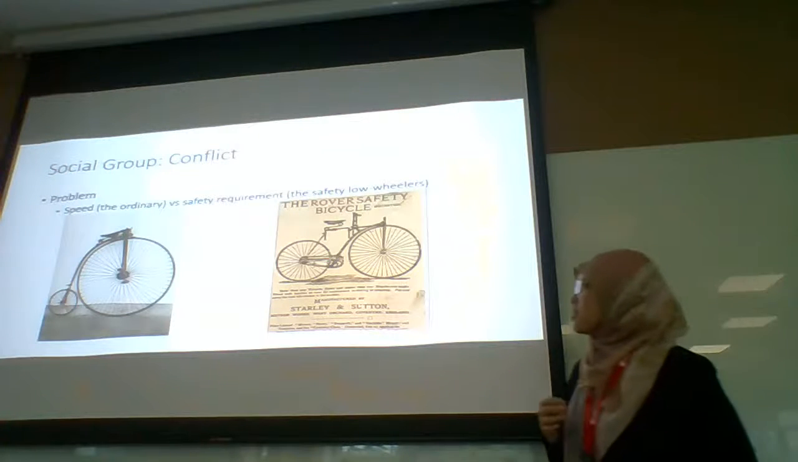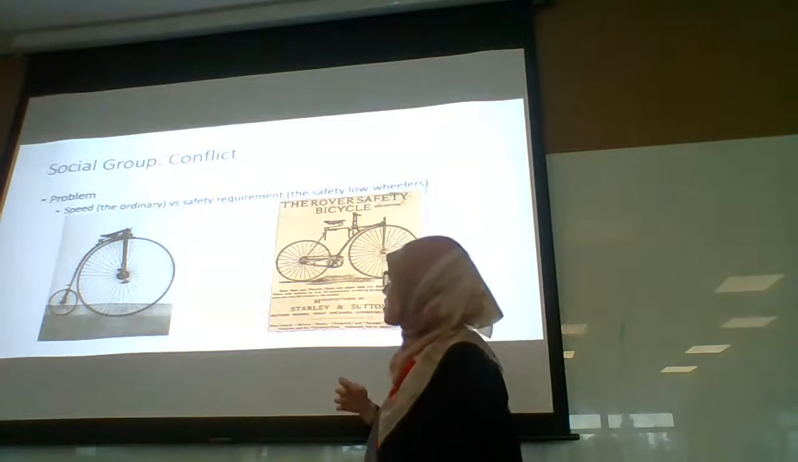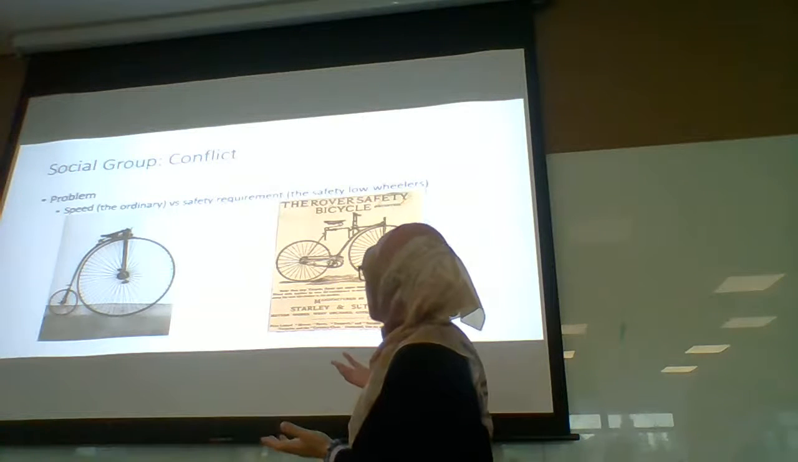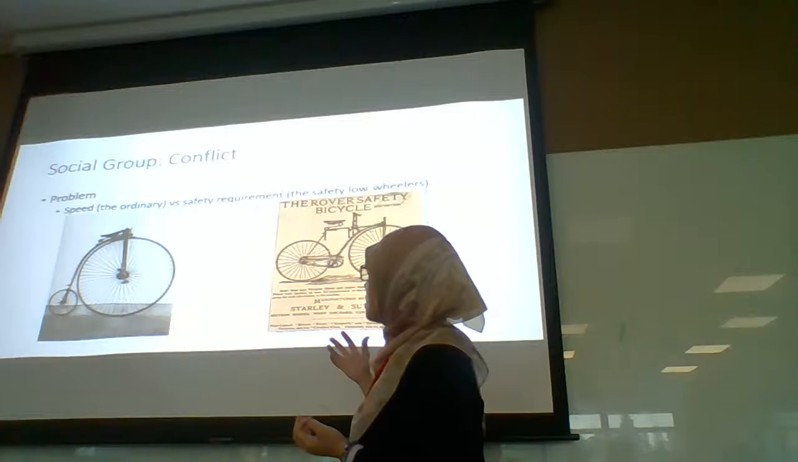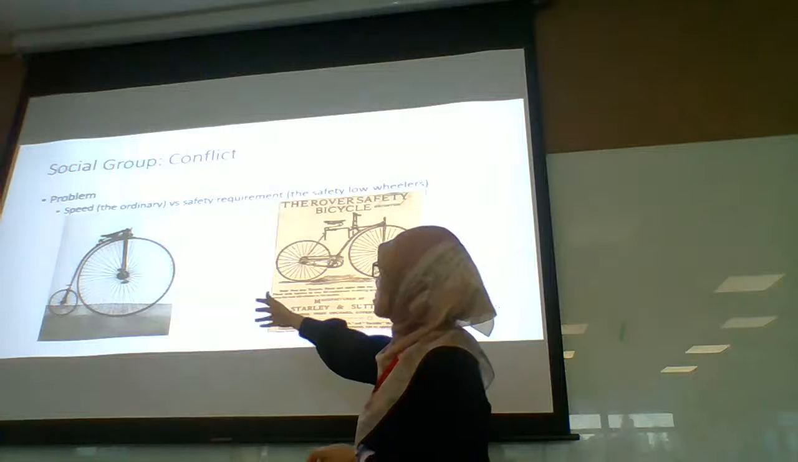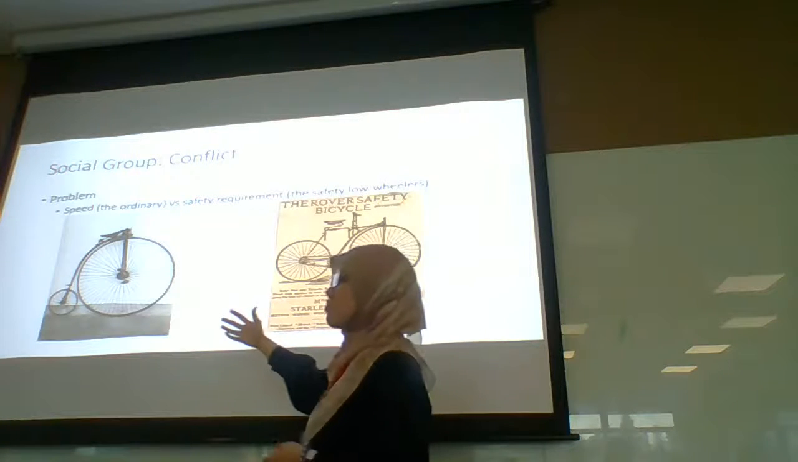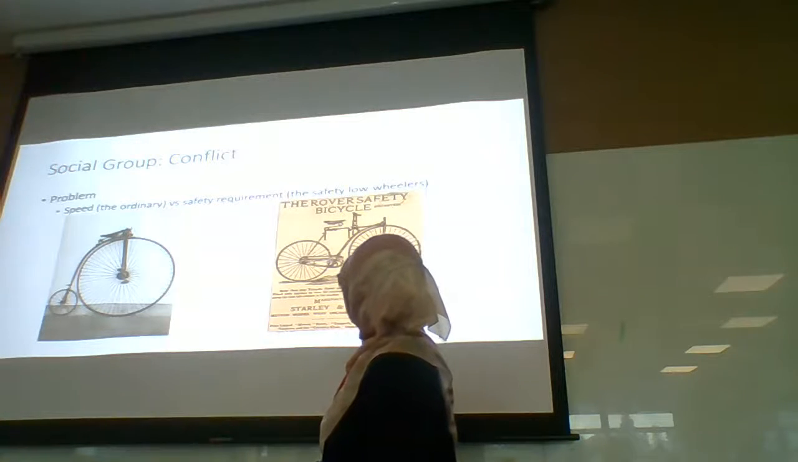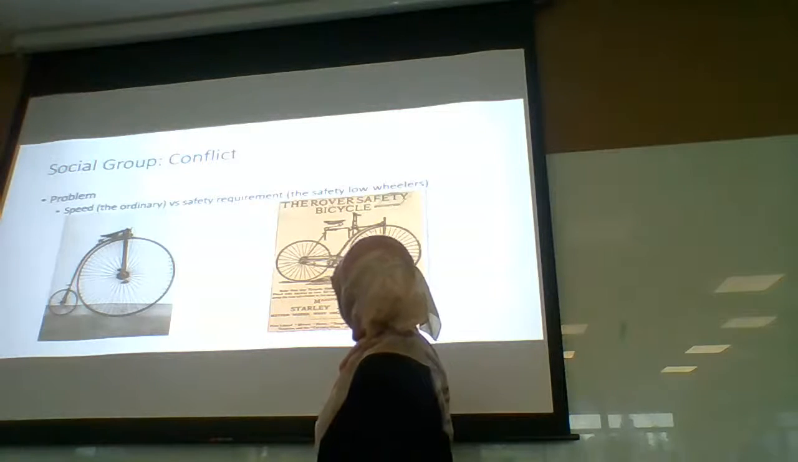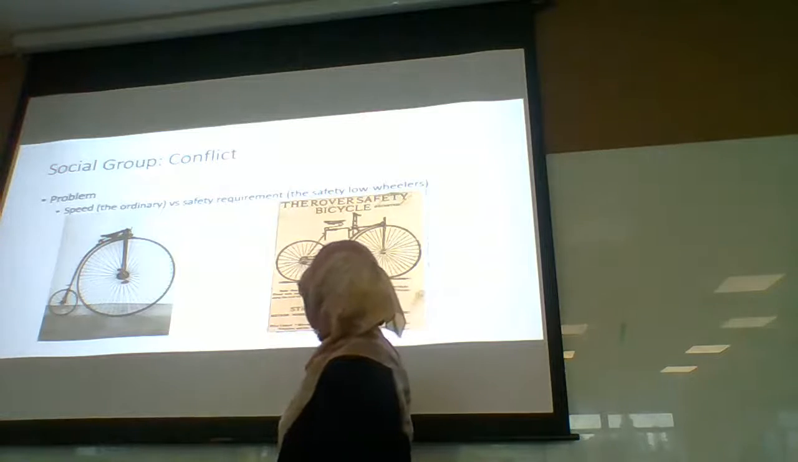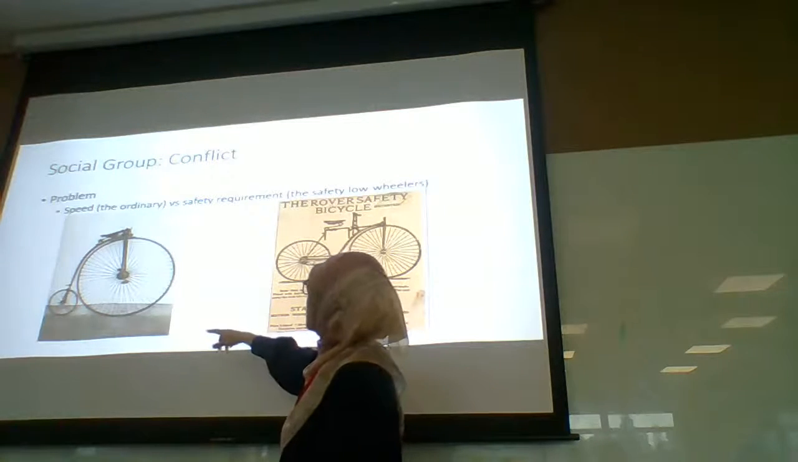So this conflict also shows what type of tensions exist and why one design is better than the other. The problem belongs to different social groups. This one is about speed. So why do some social groups prefer this type of design? And why do other groups prefer this particular design because of the safety of the low wheel? This one is easier, but at that time this one is faster.